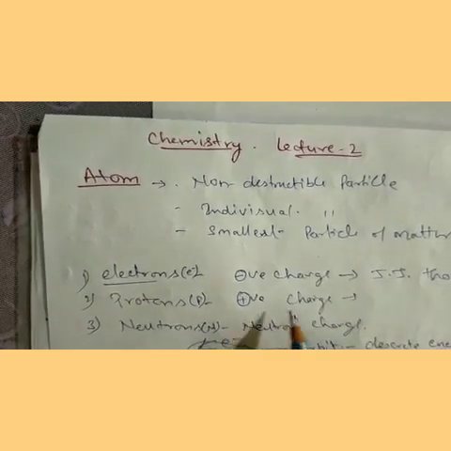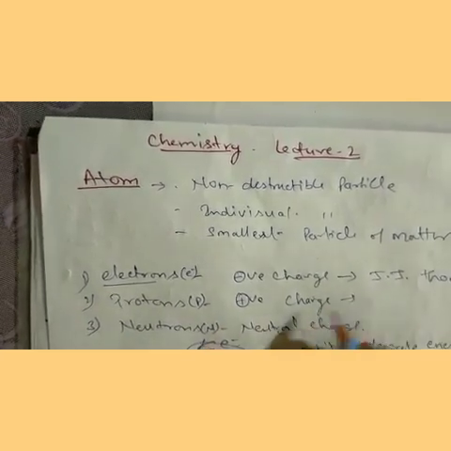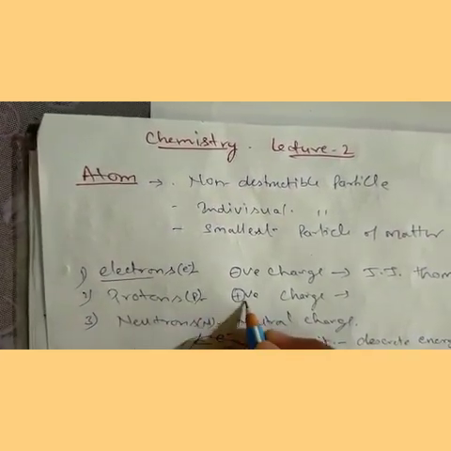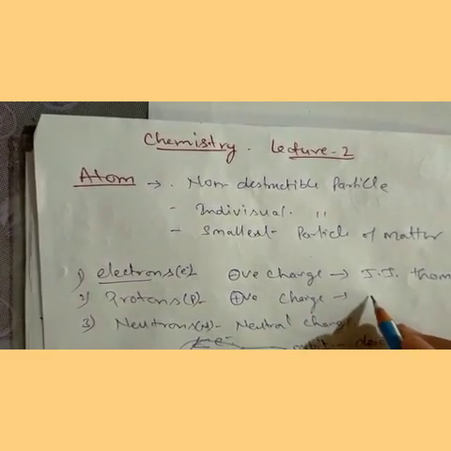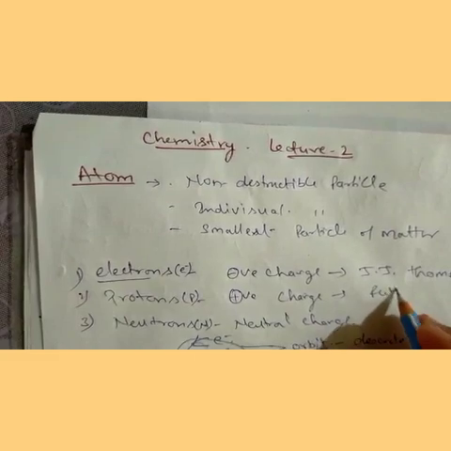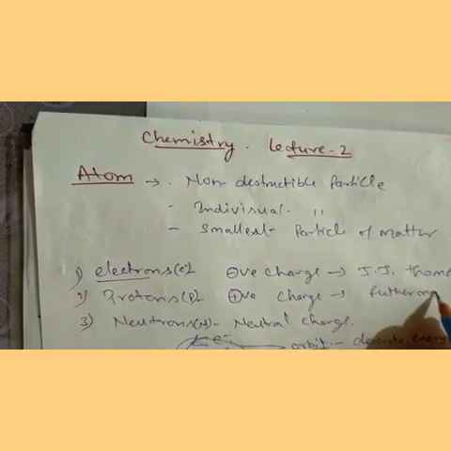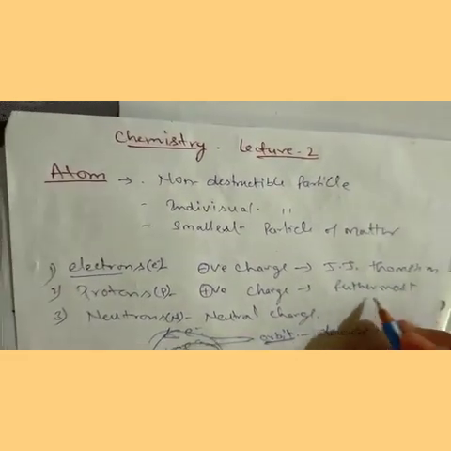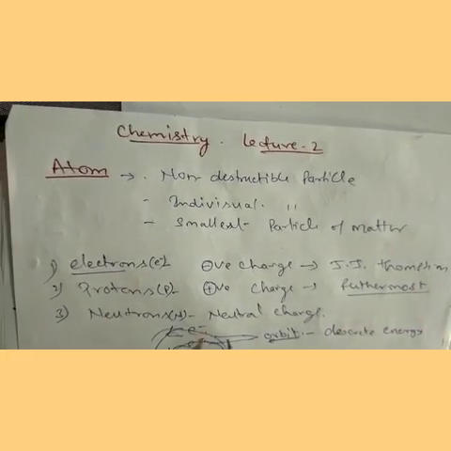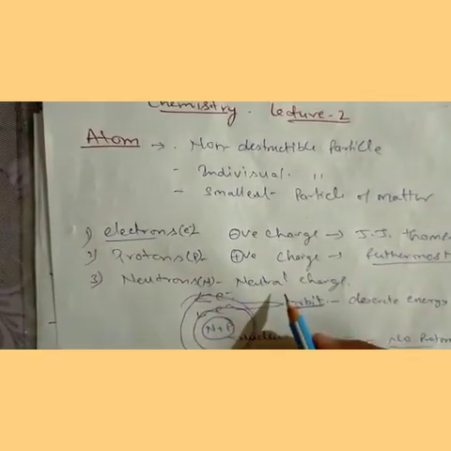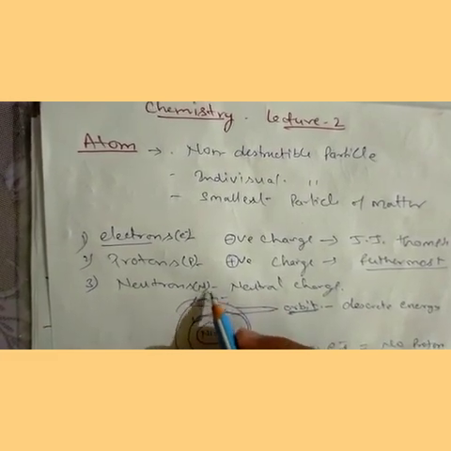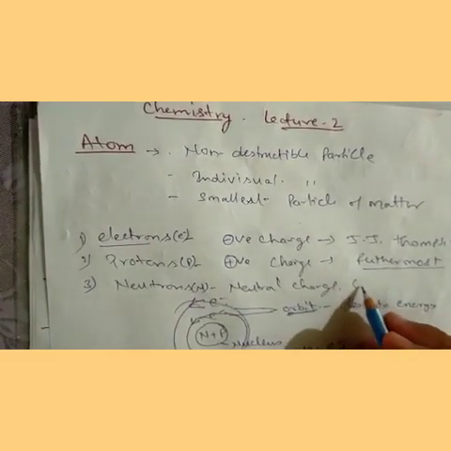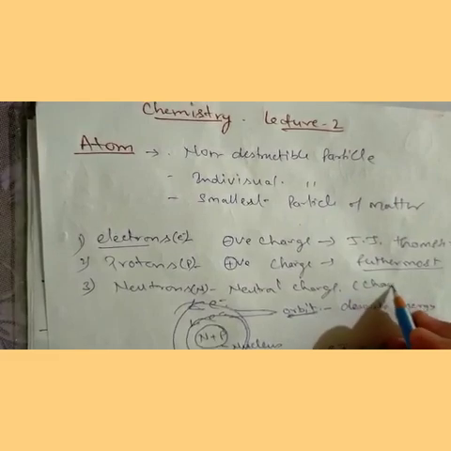Then this will be proton. Proton will be having positive charge, denoted by P, and discovered by Sir Rutherford. These are our chemists and they did the discoveries and based their models on them. And then neutron was also known. It is having neutral charge, denoted by N, and was discovered by Chadwick.